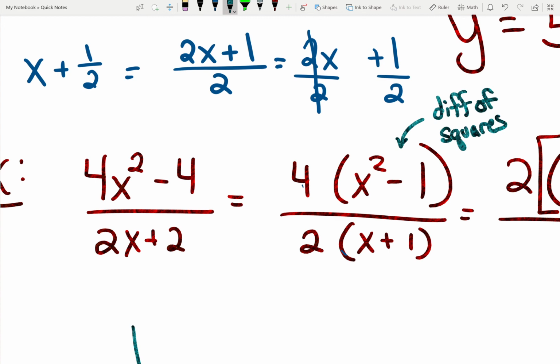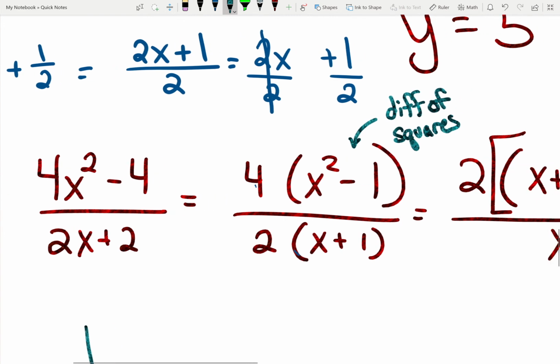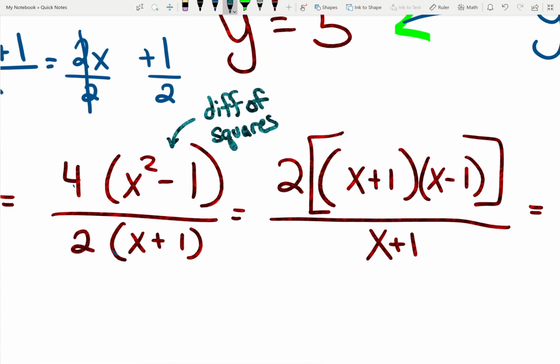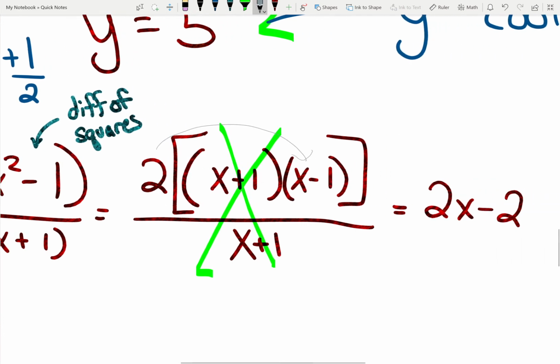So remember, 4 divided by 2 is 2. And using the difference of squares, I get x plus 1 times x minus 1 in the numerator. And look what's left in the denominator: x plus 1. So guess what? This x plus 1 and this x plus 1 cancel out. Boom, they're just gone. So what am I left with? I'm just left with 2 times x minus 1, which we can simplify as 2x minus 2.